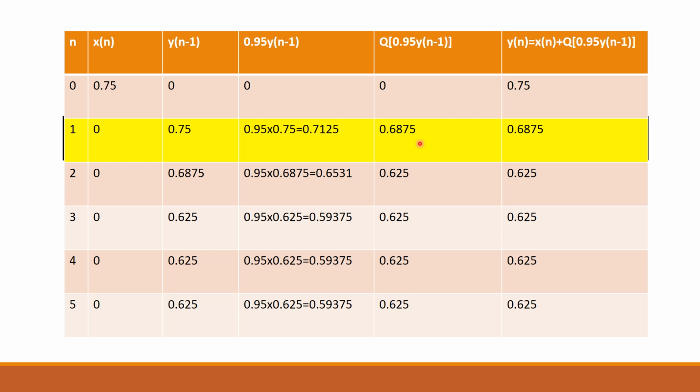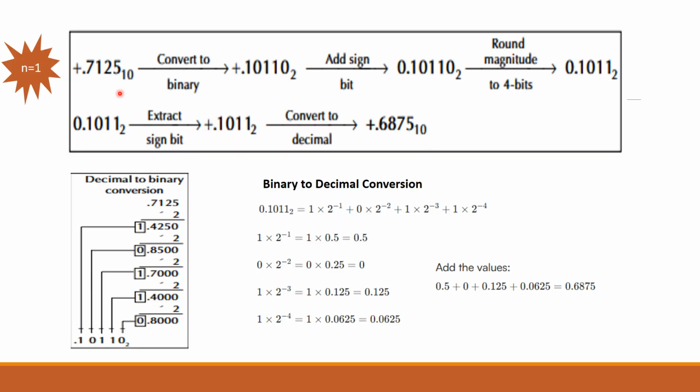So the procedure is 0.7125. First convert it into binary. Okay, so we are converting it into binary. Then we are adding the sign bit. So it is a positive number, so sign bit is equal to 0 only.